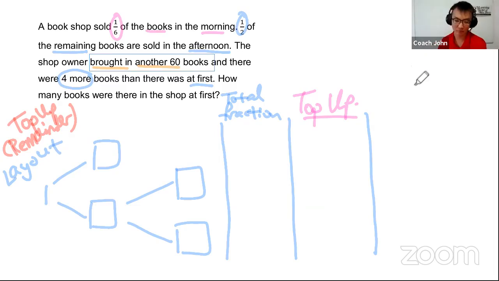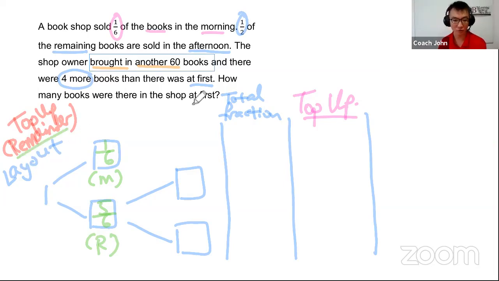Again, I'm not solving it yet. There's a big difference between processing and solving. Most people solve then process. But if you want to score high marks, you process and you solve. So I'm teaching you how to score higher marks. So let's read on. A bookshop sold 1/6, so 1/6. Then this is morning, put M. Then this will be your remainder as usual, and R always stands for remainder.